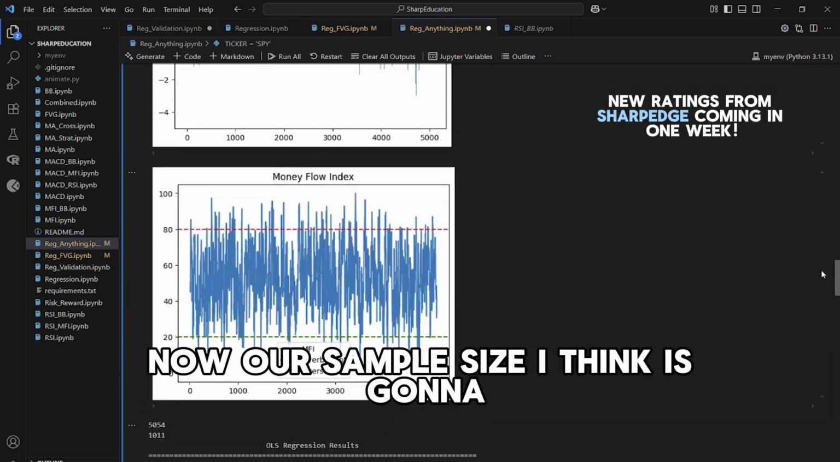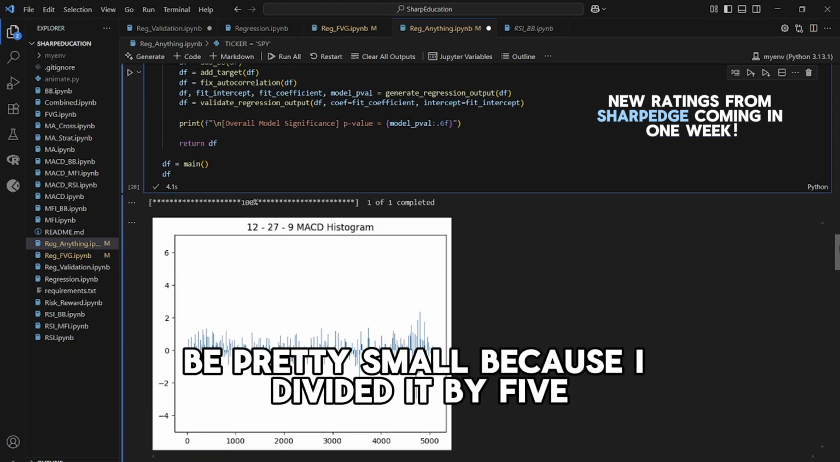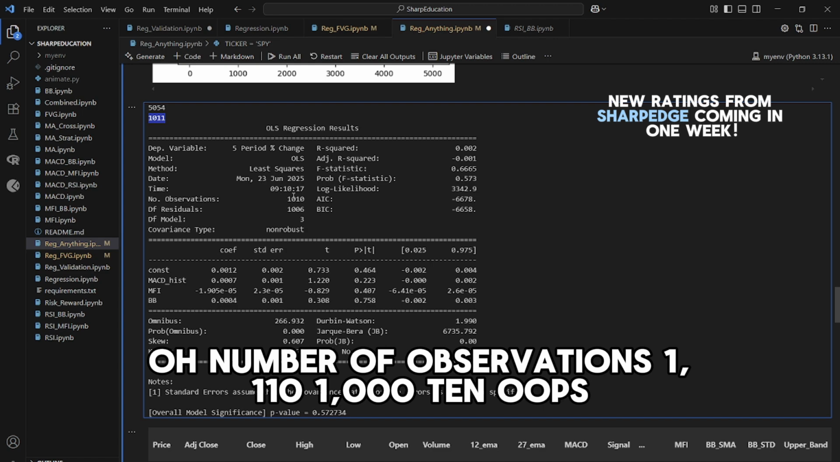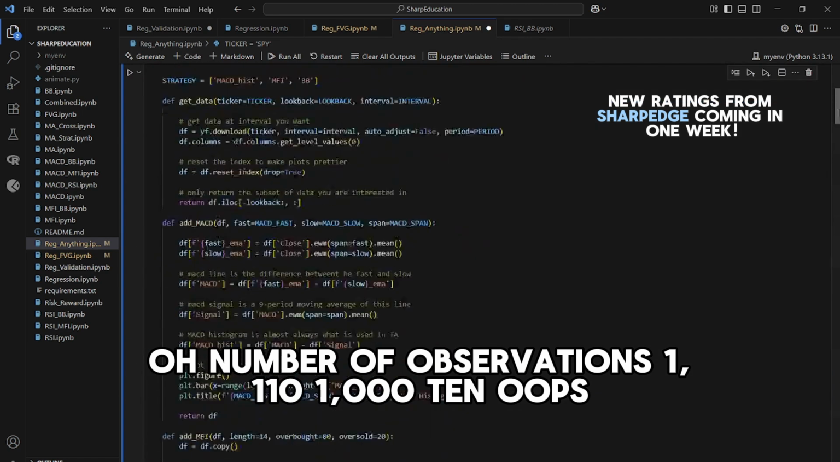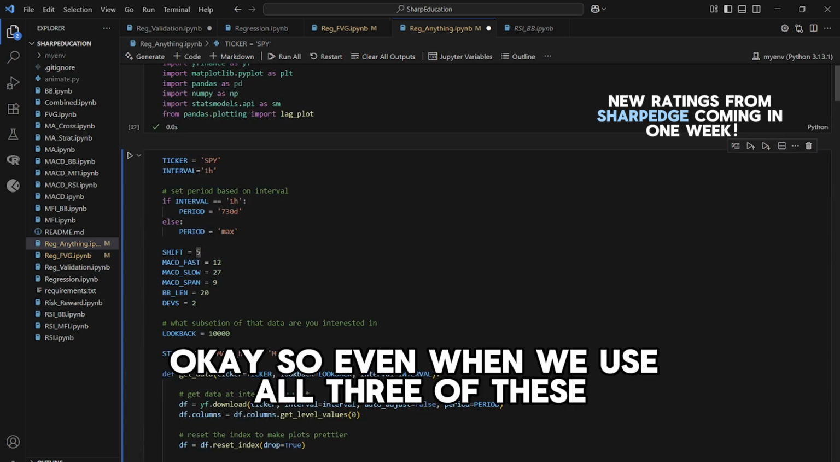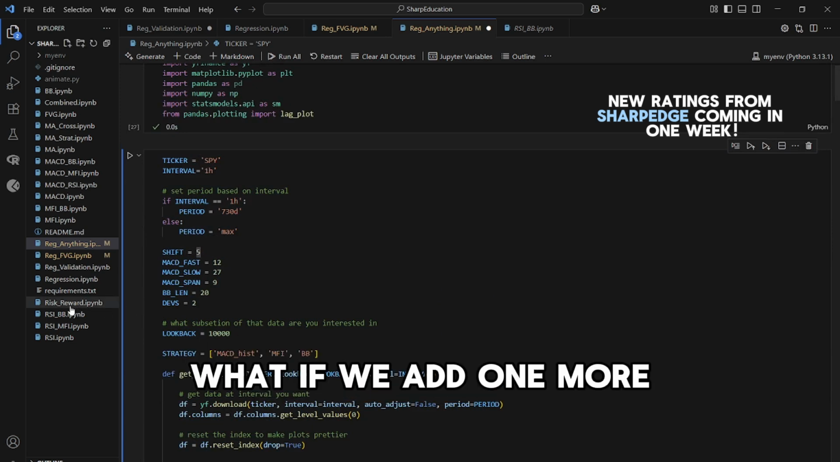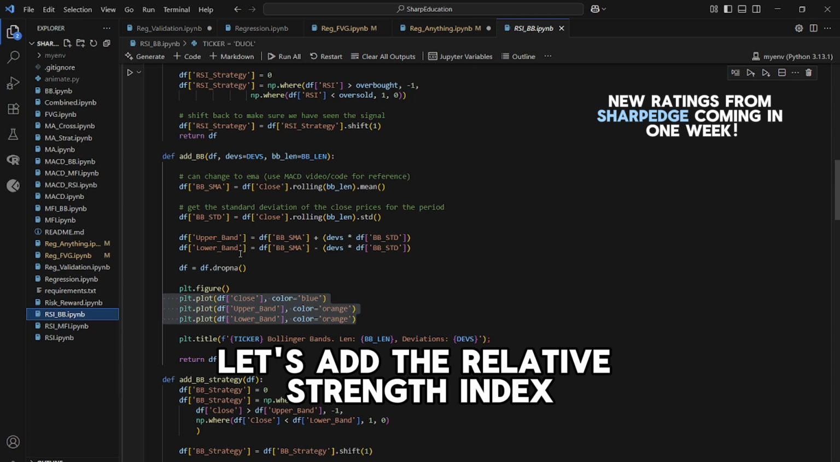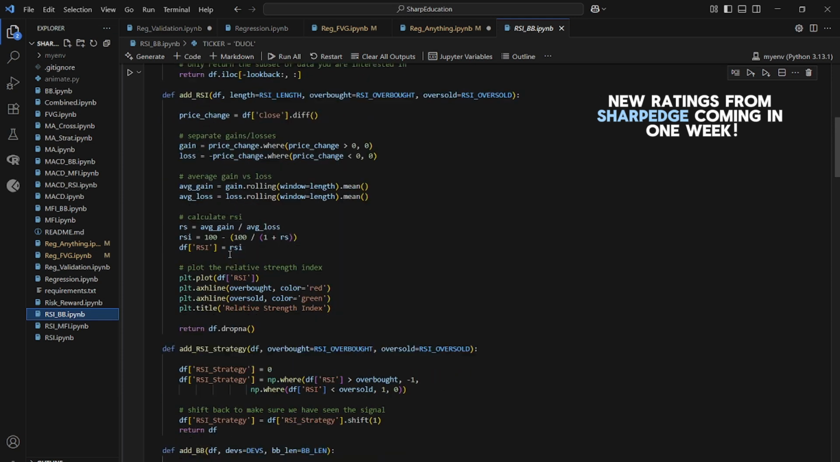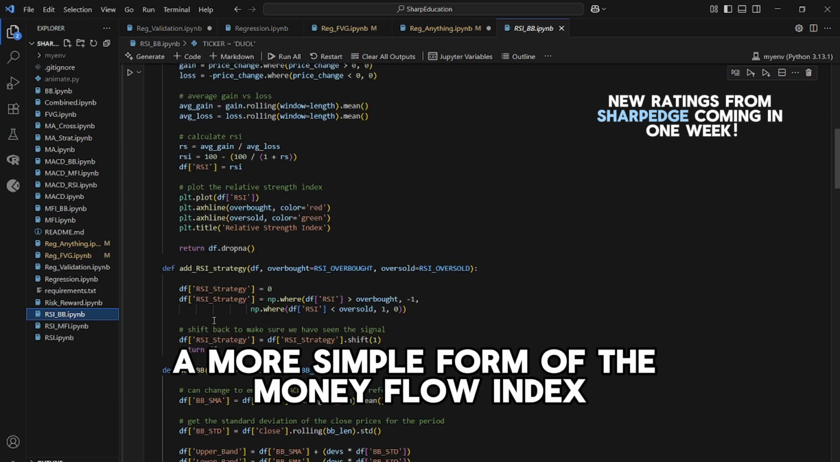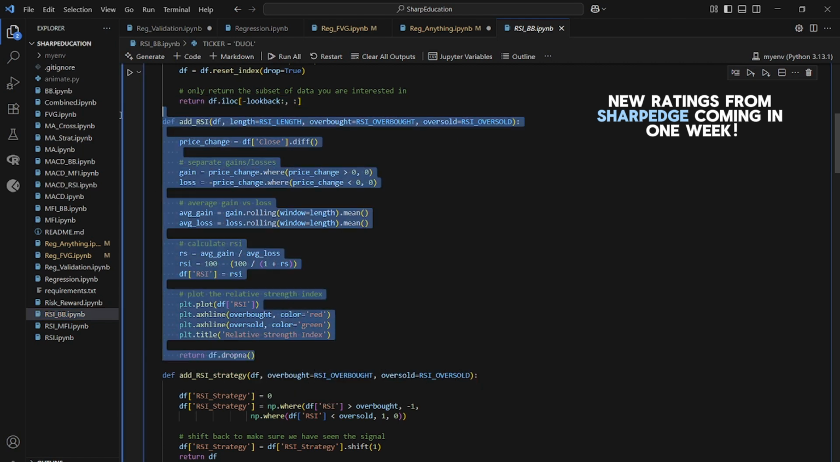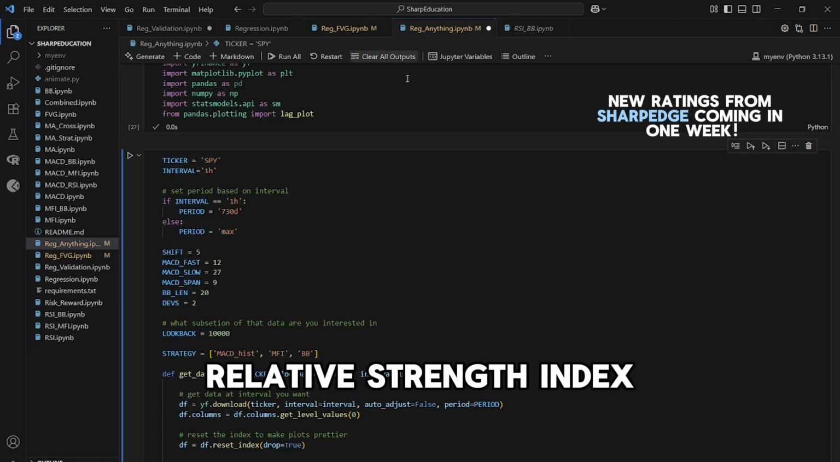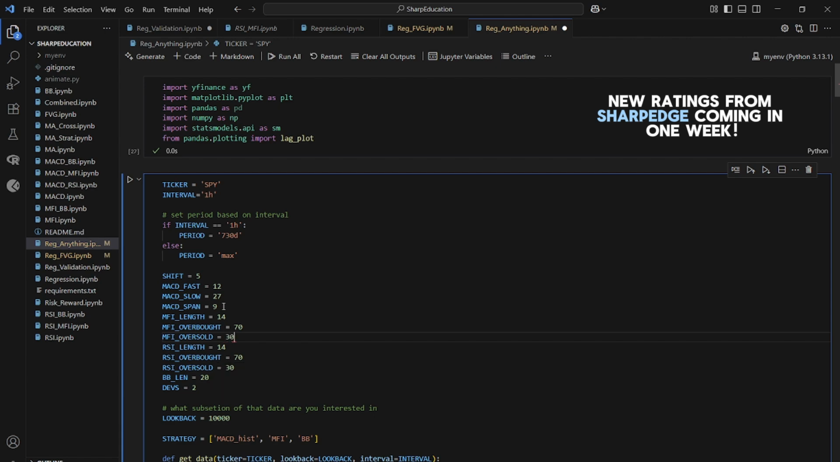Now, our sample size, I think, is going to be pretty small because I divided it by 5. Oh, number of observations, 1,010. Whoops. Okay, so even when we use all three of these, what if we add one more? Let's add the relative strength index, which is just a more simple form of the money flow index. Relative strength index is going to be 30.